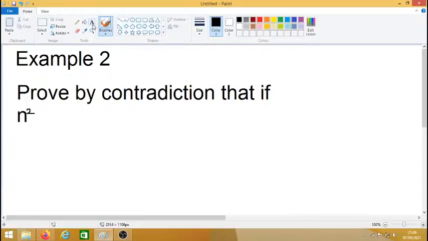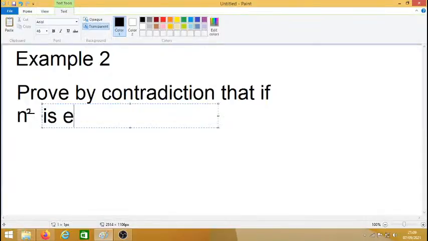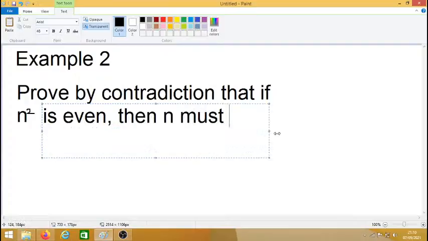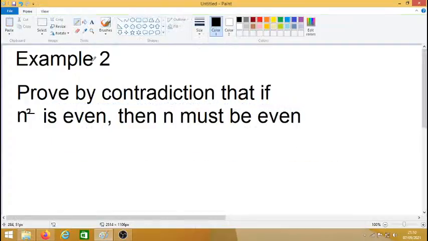So if we have a square number and we know that it's even, then we want to prove that n has to be even. So that's the slight correction from yesterday. We want to prove that n has to be even. In simple words, take a number, square it. If you see that the number you're going to get is even, then can we prove that the number we started with is also even?